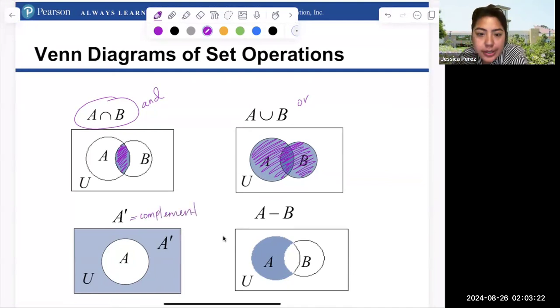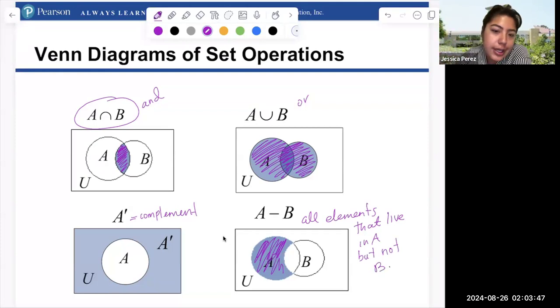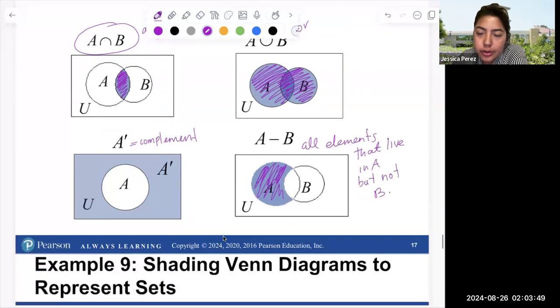And then this one's the difference. Look at the subtraction. So you have A minus B. So it's all of the elements in A that are not in B. So all elements that live in A but not B. So you're removing everything that is contained in B because all you want is A and subtracted B. So you don't want B.